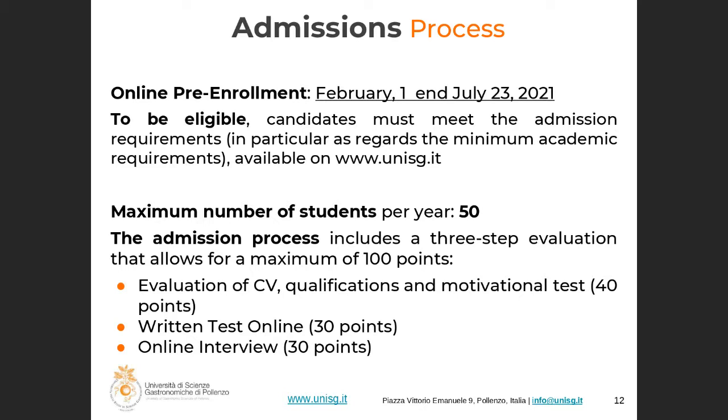Then there's a written test online, and while the motivational test is evaluated out of 40 points, the written test online is evaluated out of 30 points. And finally, an online interview, usually with me and one of my colleagues, for a maximum of 30 points. So when we sum the points obtained in the 3 steps, we obtain the total score that is out of 100.